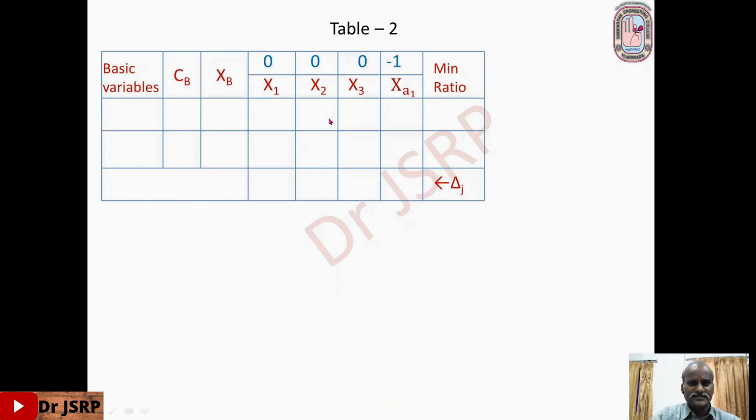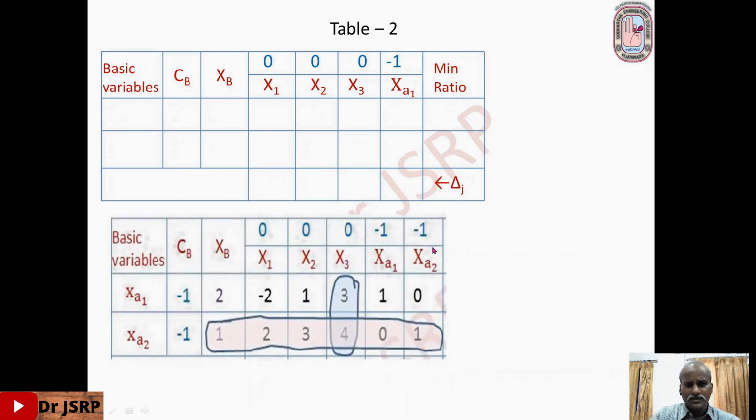Next, find the new basic feasible solution in table 2. Take the structure of the table as usual with the same cost. Observe here, XA2 is leaving basic variable, so we cannot consider XA2 in the next table. Since XA2 is an artificial variable, once an artificial variable is eliminated, we cannot consider it further. We can remove the column corresponding to XA2 in the next table. So here, first to fill the basic variables, XA2 is replaced by X3. XA1 remains the same. Then their costs: XA1 cost -1, X3 cost 0.